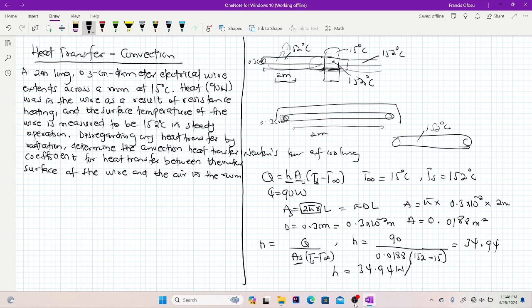Now for the units, we know that Q is in watts, the area is in meter squared, and the temperature is in degrees Celsius or Kelvin. I've already said that if we are looking for a change in temperature, then the change in degrees Celsius will always be equal to the change in Kelvin. So we can say watts per meter squared Kelvin, or 34.94 watts per meter squared degree Celsius. It's still the same thing. This is the end of the video.